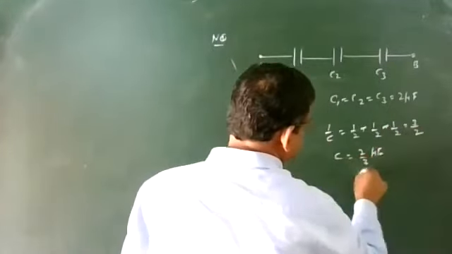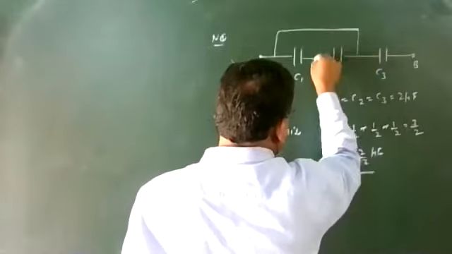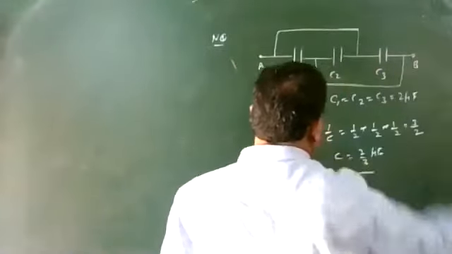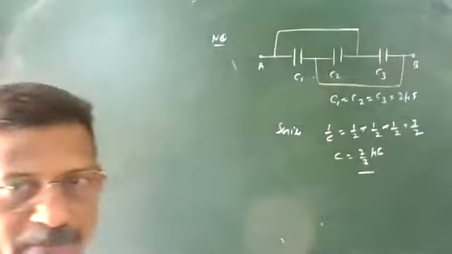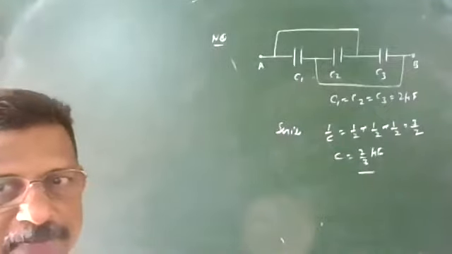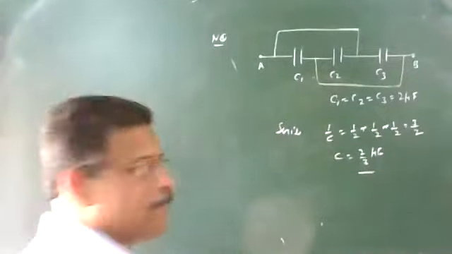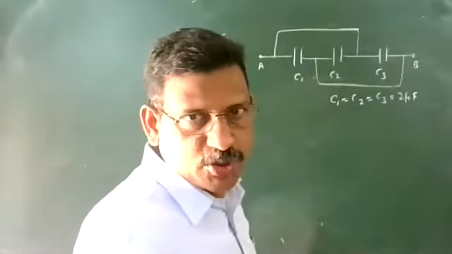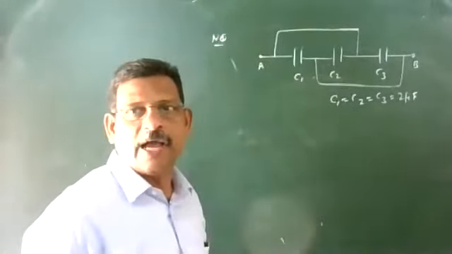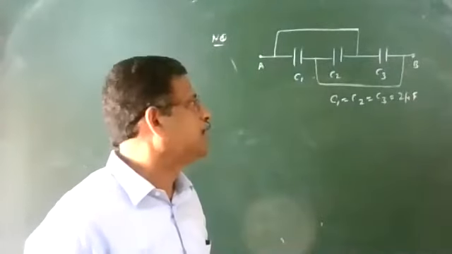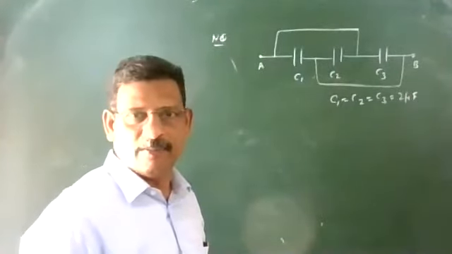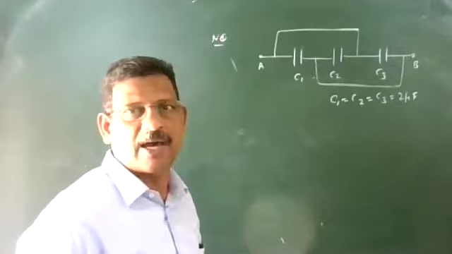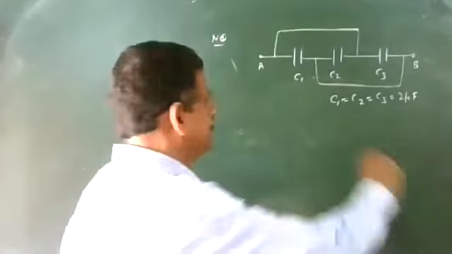In this diagram, one wire is connected from here and we are connecting it to this point, and one wire from here we are connecting to this point. What will be the equivalent capacitance between A and B? The diagram will change to parallel form. Now it will be a parallel combination. So this is important.